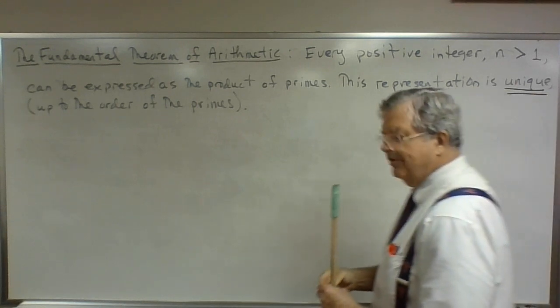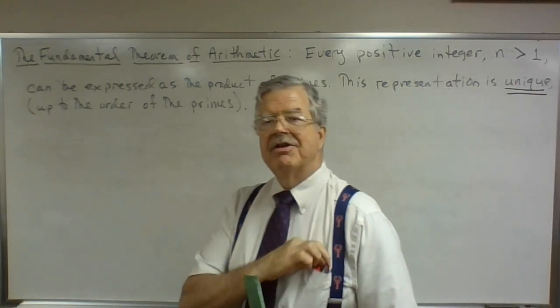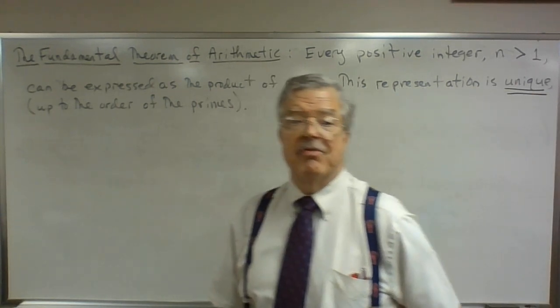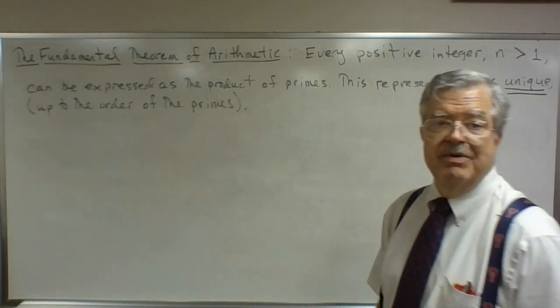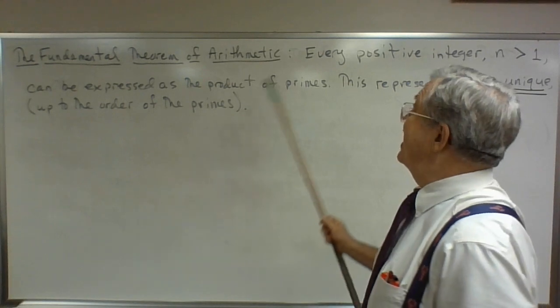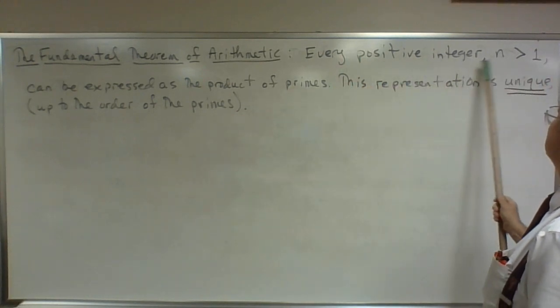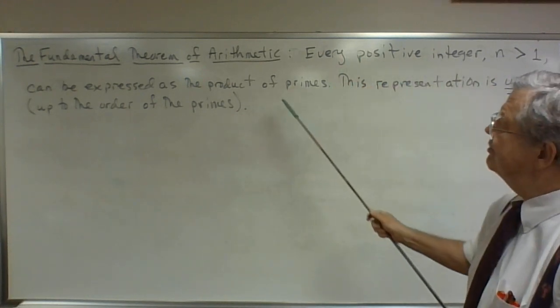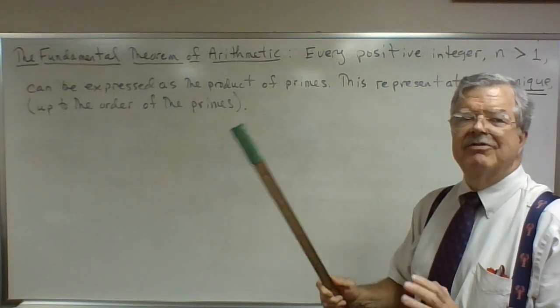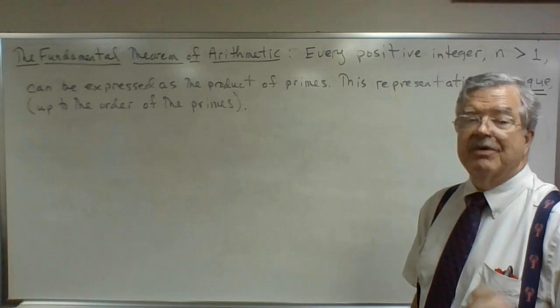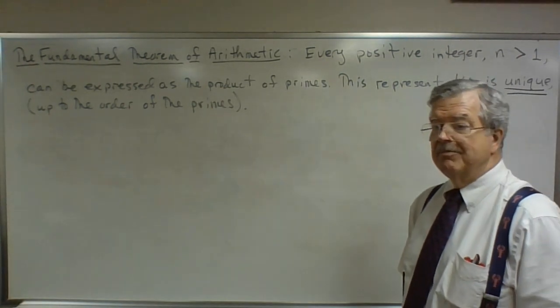In other words, if we don't take into consideration the order in which the primes occur, then the representation is unique. Every positive integer n greater than 1 can be expressed as the product of primes, and there's only one way that this can be done, disregarding the order of the primes.